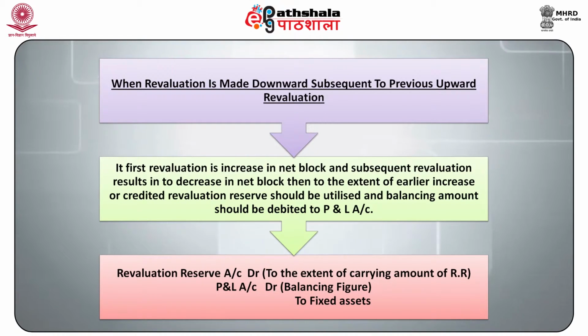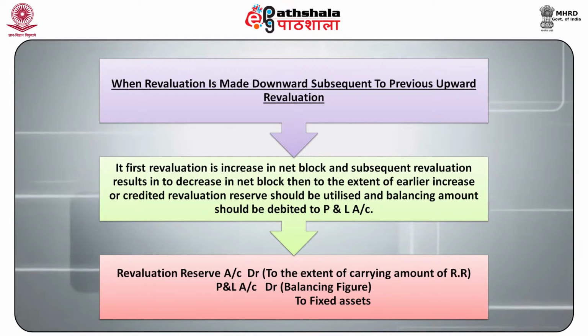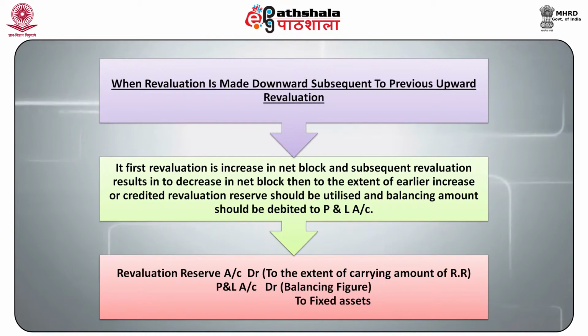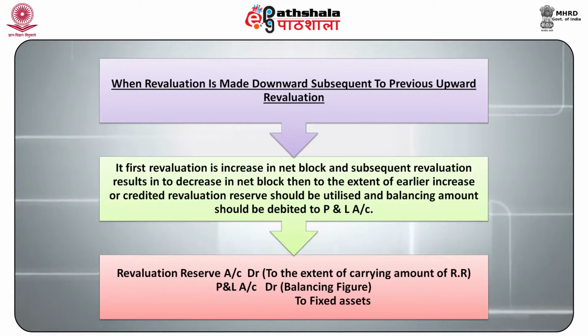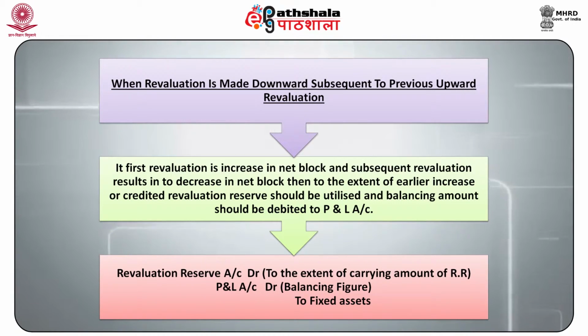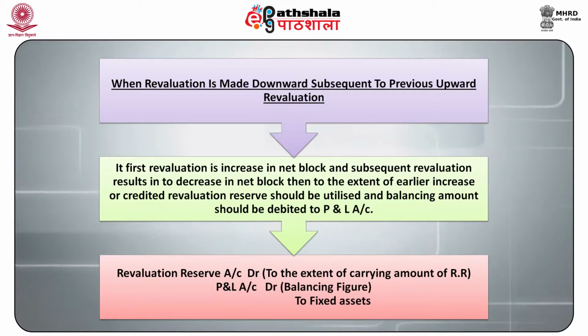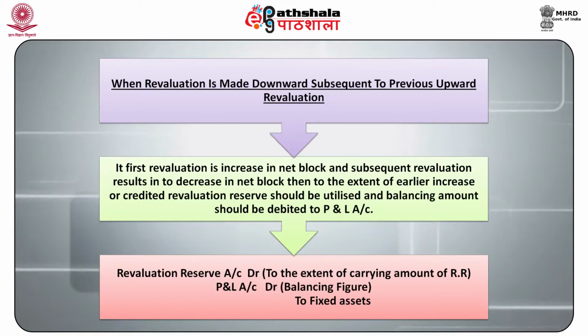Fourth, when revaluation is made downward subsequent to a previous upward revaluation. If the first revaluation is an increase in net block and the subsequent revaluation results in a decrease in net block, then to the extent of the earlier increase credited, the revaluation reserve should be utilized and the balancing amount should be debited to profit and loss account. Revaluation reserve account debit to the extent of the carrying amount of revaluation reserve, profit and loss account debit, that is the balancing figure, to fixed assets.